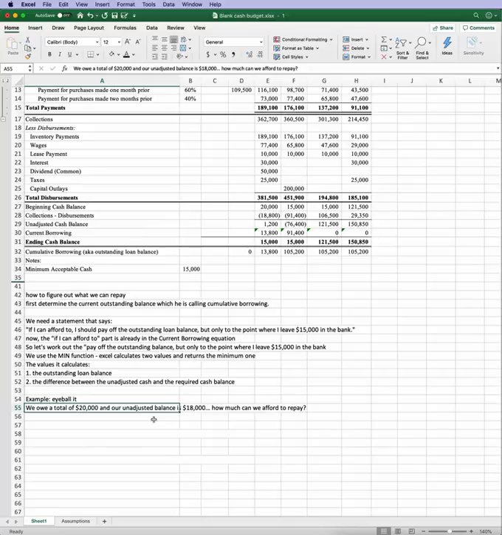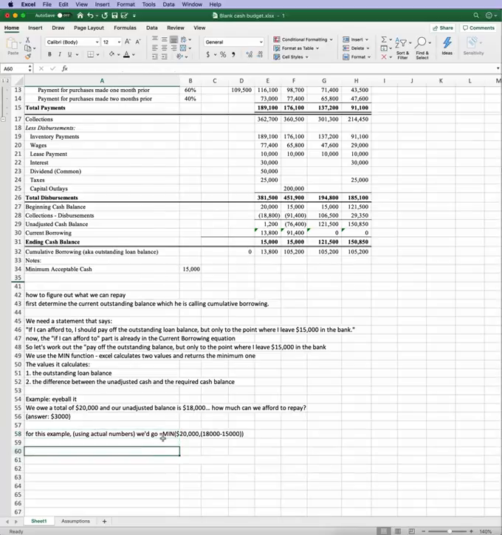We have a total outstanding balance. We owe a total of $20,000, and this month we end the month with $18,000 in the bank. How much can we afford to pay? Well, that's easy enough, right? We can afford to pay $3,000, which is the difference between 18 and 15. Now, the way that we would write that in Excel's language, using actual numbers, the function would go minimum, and then your first argument is 20,000, and your second argument is 18 minus 15.